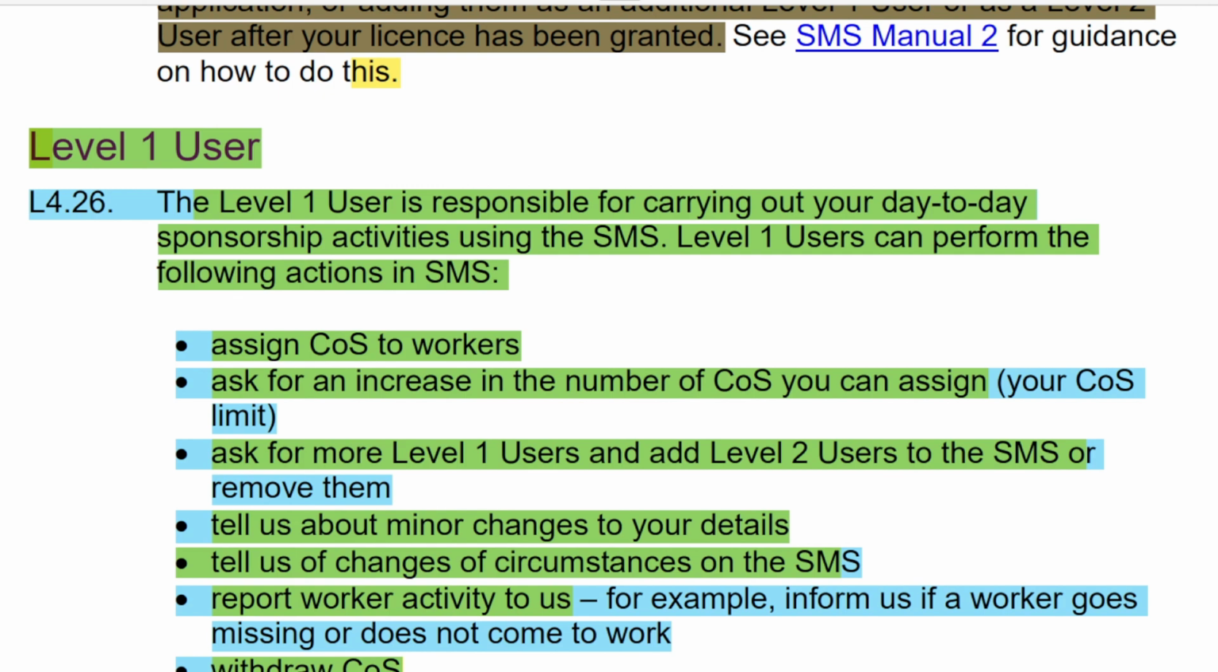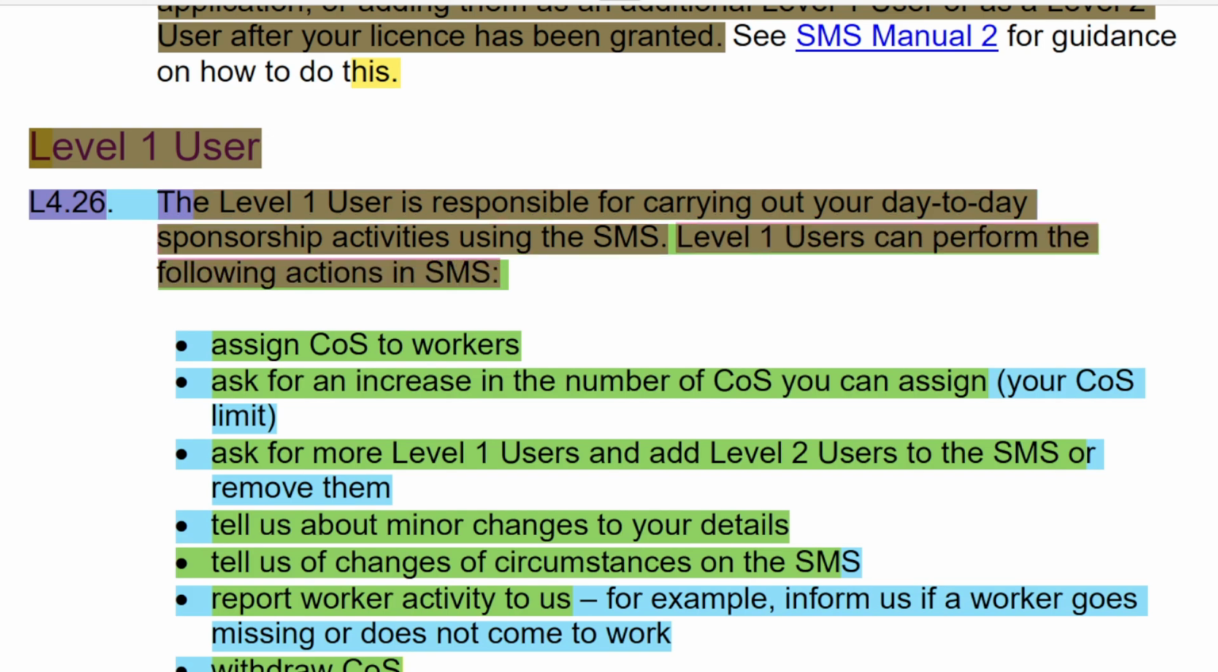Now we will discuss the level 1 user, which is the most important part after the authorizing officer, which is discussed in L426. The level 1 user is responsible for carrying out day-to-day sponsorship activities using the SMS.